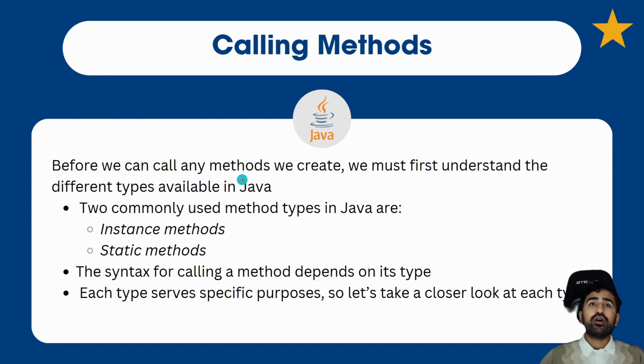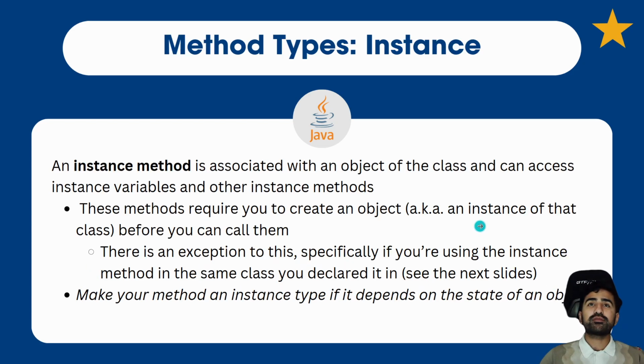So before we call any methods we create, we must first understand the different types of methods available in Java. Two commonly used method types in Java are instance and static methods. Covered this last time. So the syntax for calling a method will depend on its type. Each type serves a specific purpose, so we're going to take a really deep dive on this.